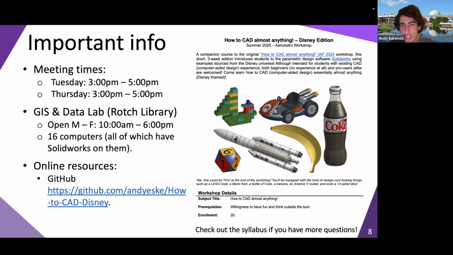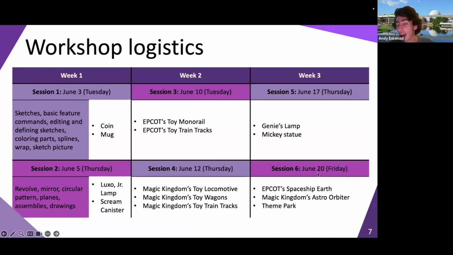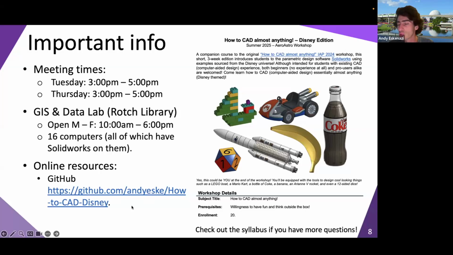Then, from a logistical point of view, these are our meeting times, 3 to 5 p.m. Tuesdays and Thursdays, except the last week, as you can tell in the syllabus, because that's going to be a Friday due to Juneteenth, which falls on a Thursday. We'll be using GitHub as usual. I'll be posting everything in there. You can find there the syllabus that has a little bit more information about what we'll be touching on in every class. And yes, this is a companion course, as the syllabus tells, to the IAP 2024.